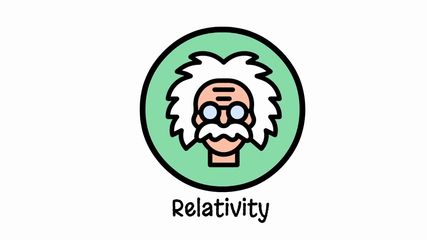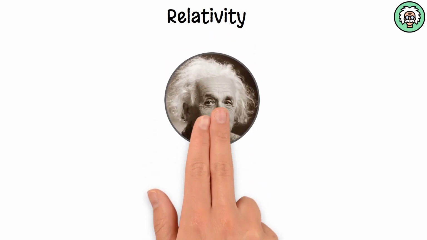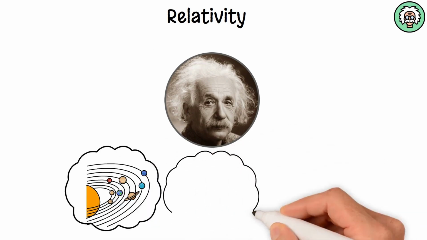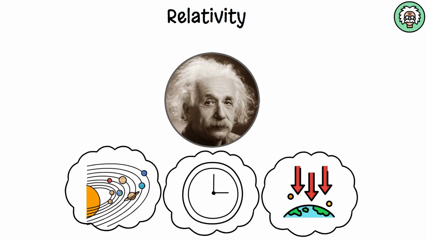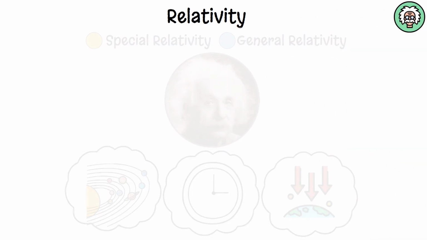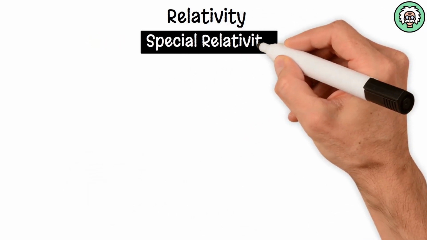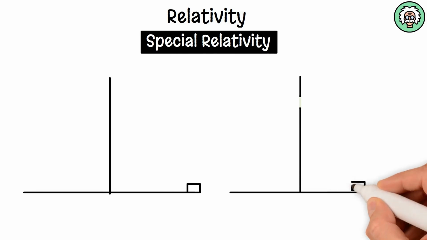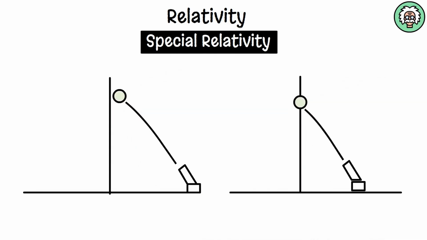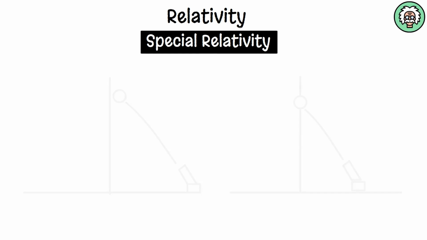Relativity. Relativity is a groundbreaking theory developed by Albert Einstein that changed how we understand space, time, and gravity. It has two main parts: special relativity and general relativity. Special relativity. Special relativity deals with objects moving at constant speeds, particularly close to the speed of light. It's based on two main postulates.